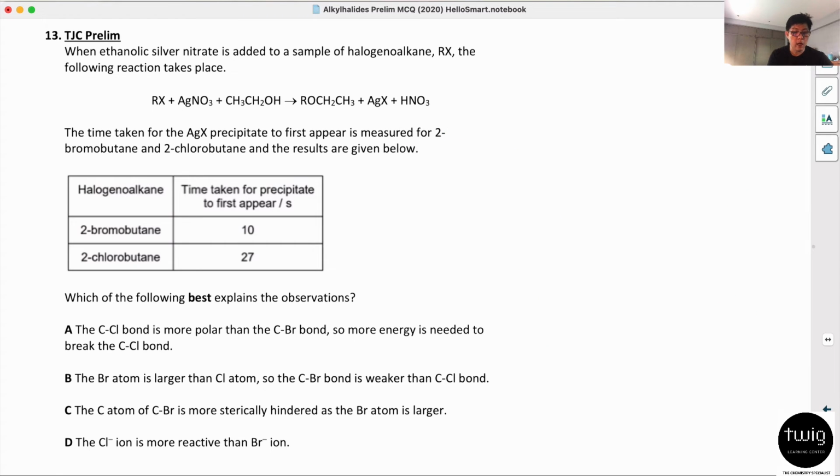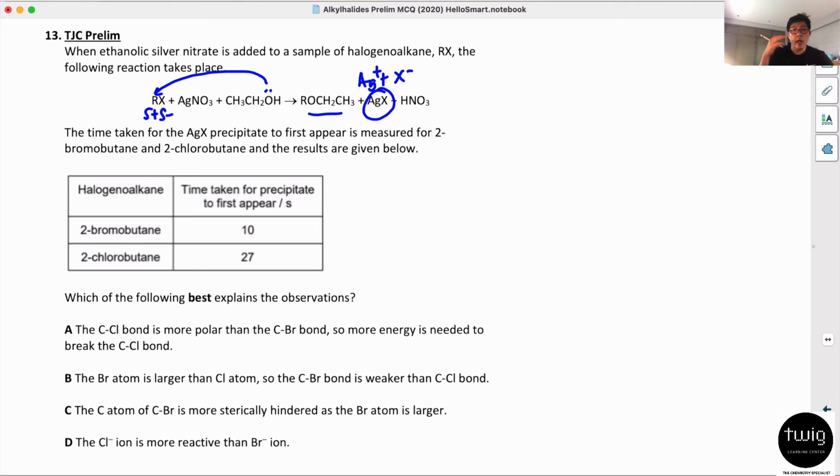Question 13. Ethanolic silver nitrate is added to a sample of halogenoalkane, and the following reaction takes place. So you can see that this was the nucleophile, right? In fact, I'm just going to draw it here very quickly. This guy was the nucleophile, all right? Maybe I should just show it this way. So you can take it as R is the carbon, which is delta plus, X is delta minus, the lone pair on O actually attacks this carbon and kicks out the X, so you get this compound here. All right, and then once you have the X minus that is being substituted, it will combine with Ag plus, right, and you form the silver halide.